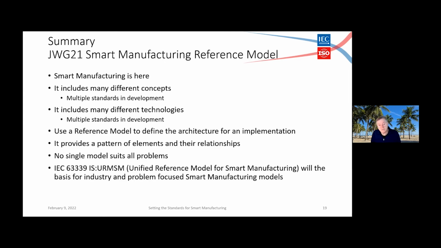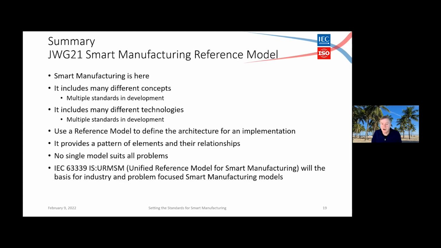And typically those votes take anywhere from 4 to 6 months for everybody to get their comments in and get the votes in, and then get comments on us to start to resolve it. But our goal here is that in 2023 to have the URMSM IEC 63339 released. If you're interested in it, again, talk to your national committee.